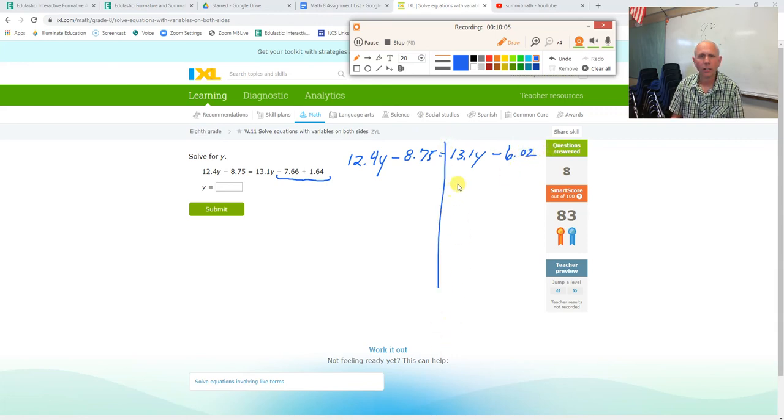There's the wall. What do you want to do? Do you want to add the 12.2 or subtract the 12.4 or subtract the 13.1? I'm going to subtract the 12.4y. I'm going to do that because it's going to keep this positive, and I like it positive. So 13.1 minus 12.4, 0.7.